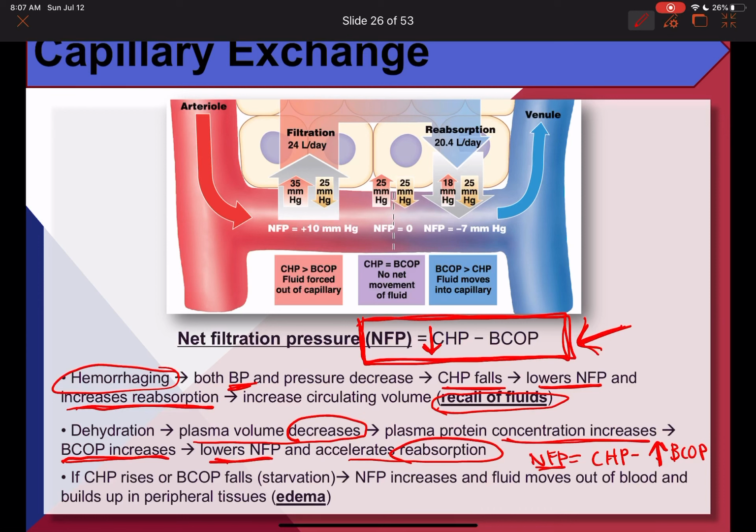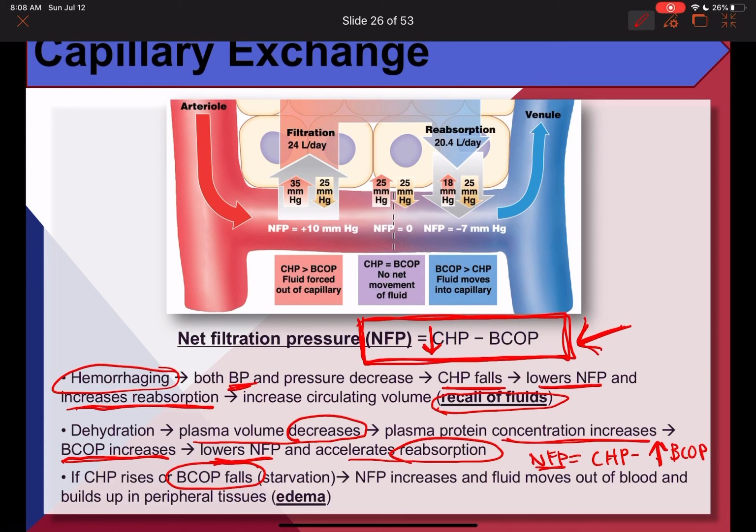Now, when one is in starvation mode, I'm not talking about starving yourself for a meal or two, but prolonged starvation, where it's going to affect even the plasma protein that's floating around in your blood. Because you're not adequately nourished, you're not going to have as much plasma protein within the blood because you're not eating amino acids to make proteins. And that will cause your BCOP value to go down.